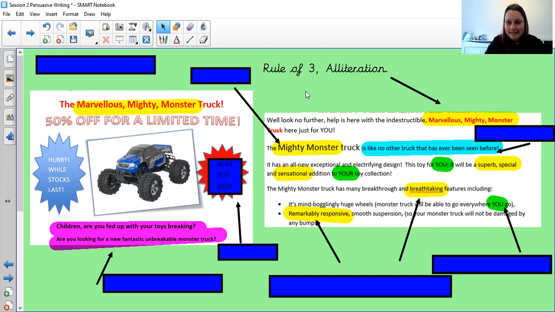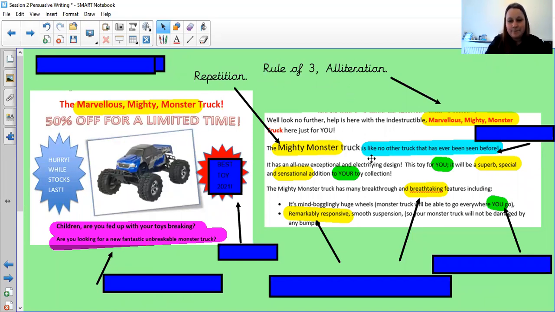Okay, let's have a look here. The mighty monster. What's that an example of again? So we've got repetition. We've already used mighty and monster, but they're using it again. So those words are going to stand out. They're going to stay with us. So I know this truck is mighty. It's really big. It's a monster. Okay, it really highlights just how big the truck is.